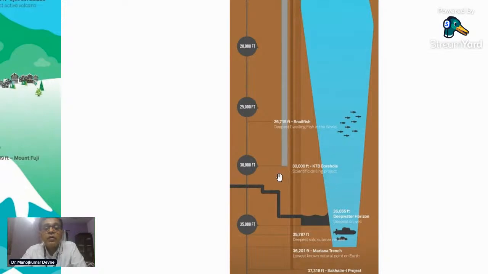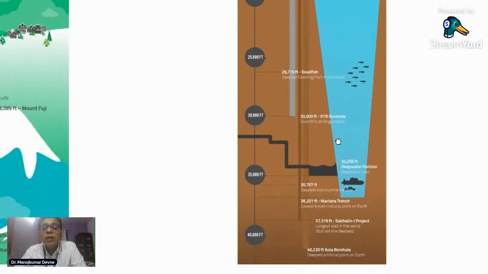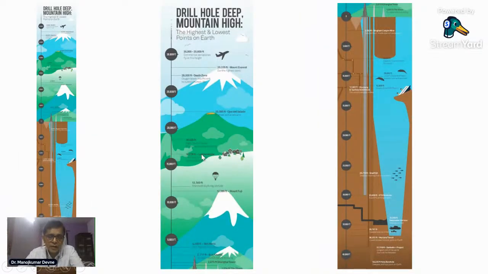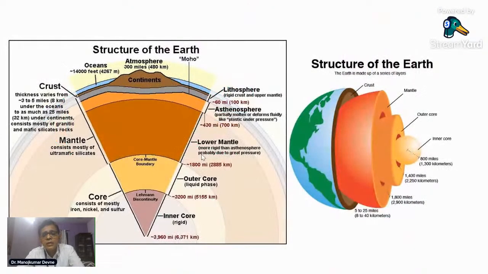And the borehole, the scientific expedition that I spoke about, the Deepwater Horizon, deepest oil well, and of course the submarine and all the Sakhalin project that I said, and of course the deepest artificial point on Earth, this borehole that the Russians took to around 40,000 feet. So these are a few interesting facts in relation to what happens around us. But it's time that we take a further depth as far as the interior of the Earth is concerned.